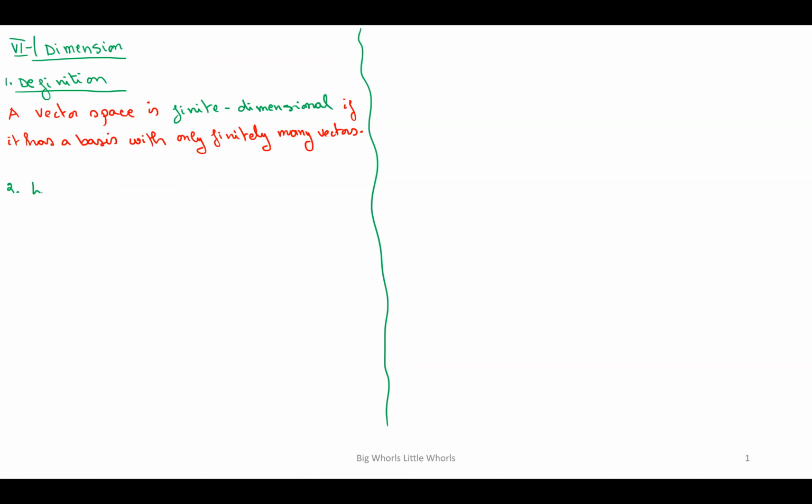Number 2, lemma. This lemma is called the exchange lemma. How can we move from one basis to another by exchanging an element of the basis with a vector? Okay, so let me call it the exchange lemma.